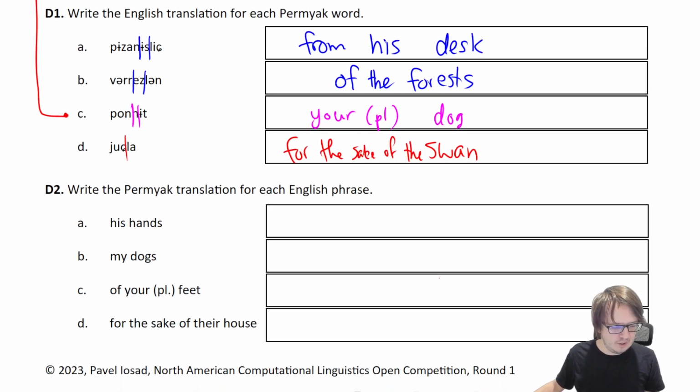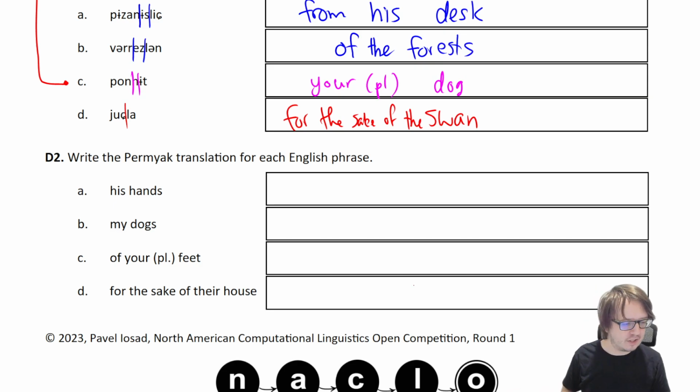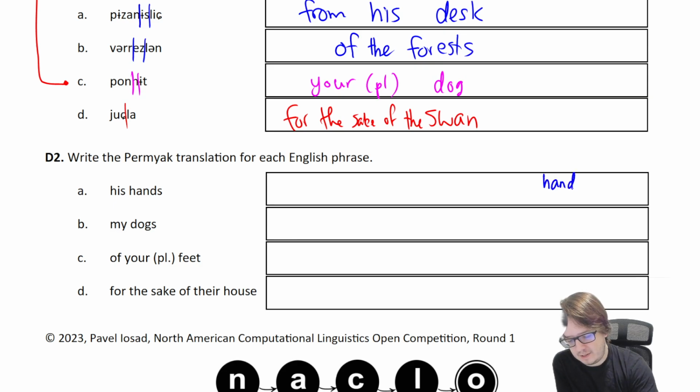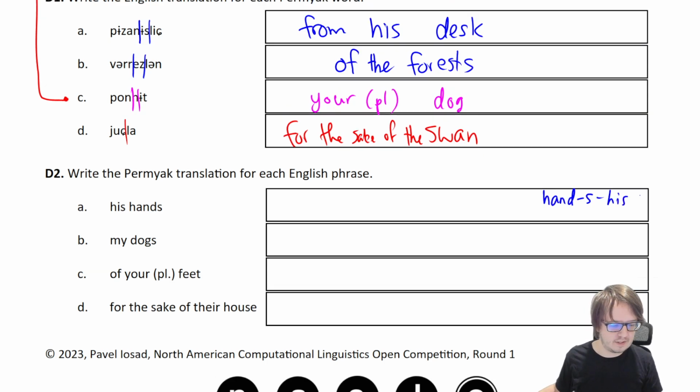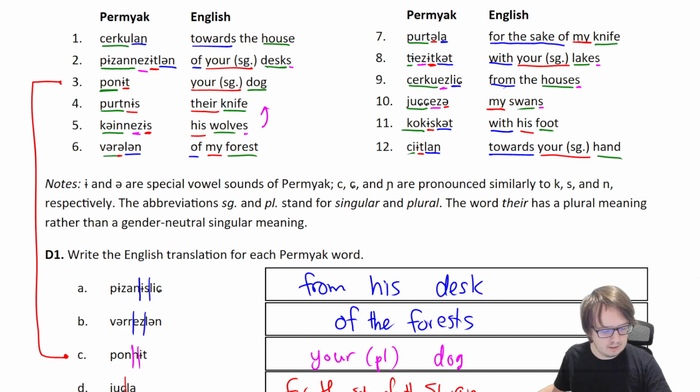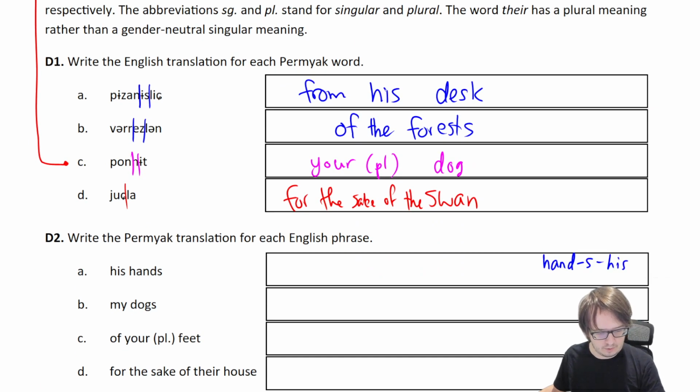Okay, so let's now write the Permiac translations for each English phrase. So his hands. So basically, if I think about how I would do this piece by piece, I need hand, I need the plural, and then I need his in terms of how I translate this. So what is hand? If we go up and we take a look, we never actually underline hand, but hand is going to be chi. So that's going to be chi to start.